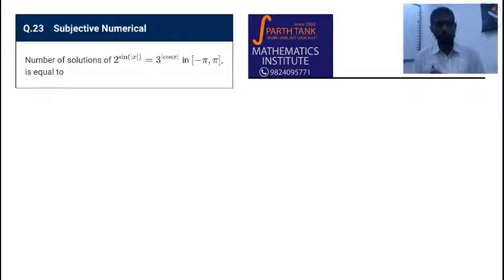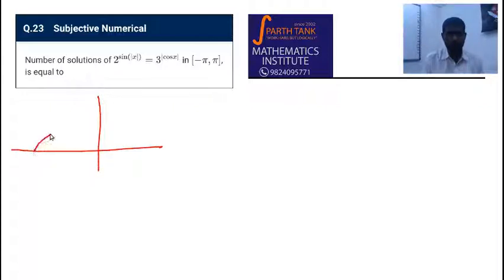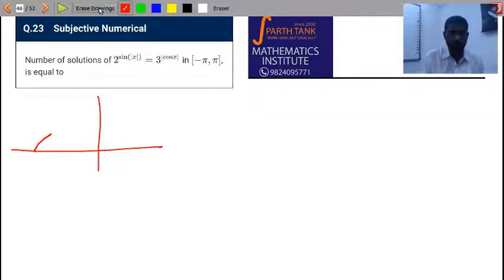Question 22. The number of solutions of 2 power sine of mod x equals 3 power mod of cos x in minus pi to pi is equal to. Now, sine of mod x and cos of mod x are the same in minus pi to pi, because cos is an even function anyway, so mod of cos x is also an even function.